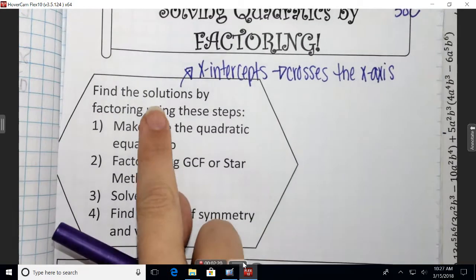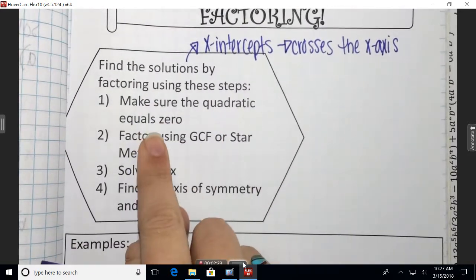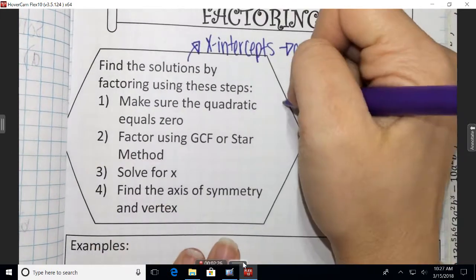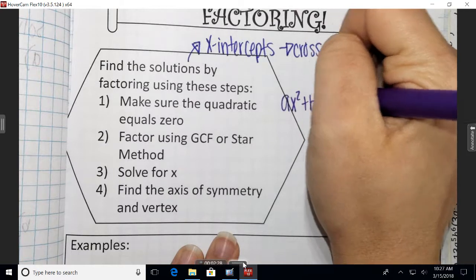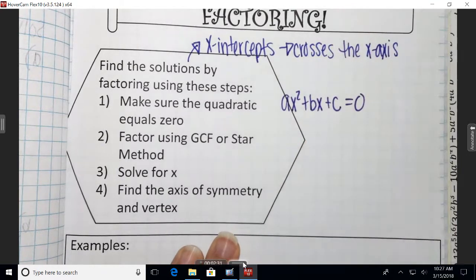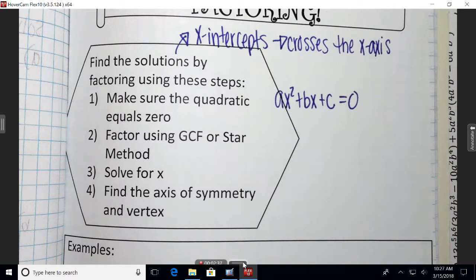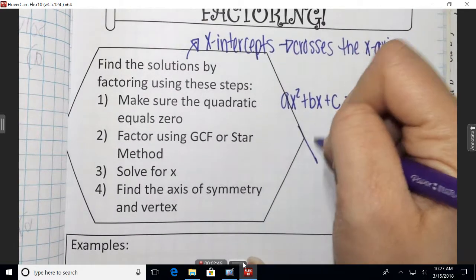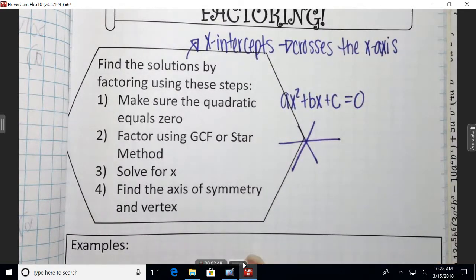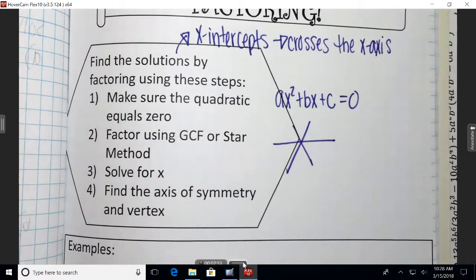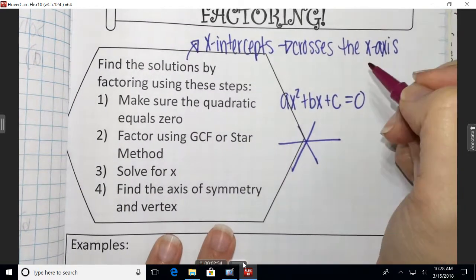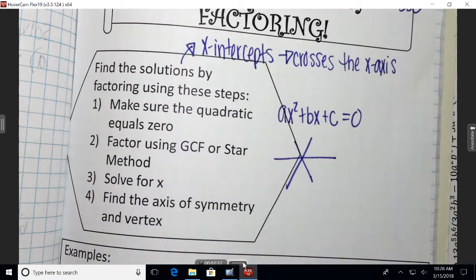Sure. Now, when you are finding the solutions, the first step is make sure the quadratic equals 0, which means that it has to be in the form of ax squared plus bx plus c equals 0. And then we factor it using GCF or star method. And what is the star method? Can somebody help me draw my star and tell me what I've... Okay. And you put C. What if there's an A? In, you put A times C, you multiply it.